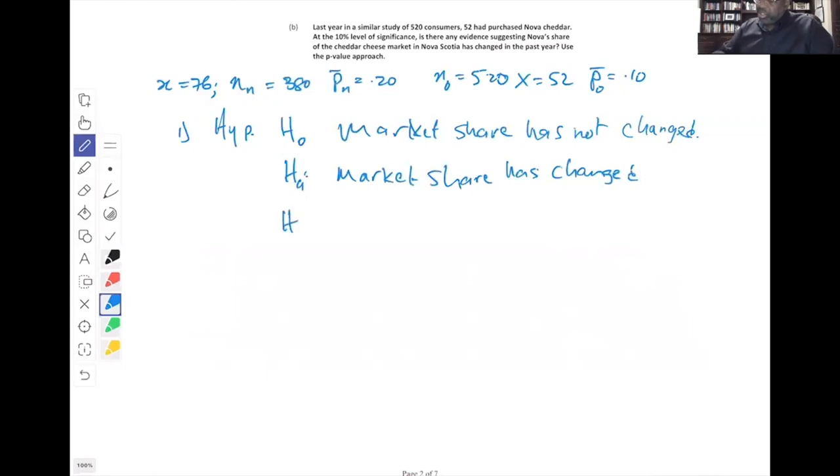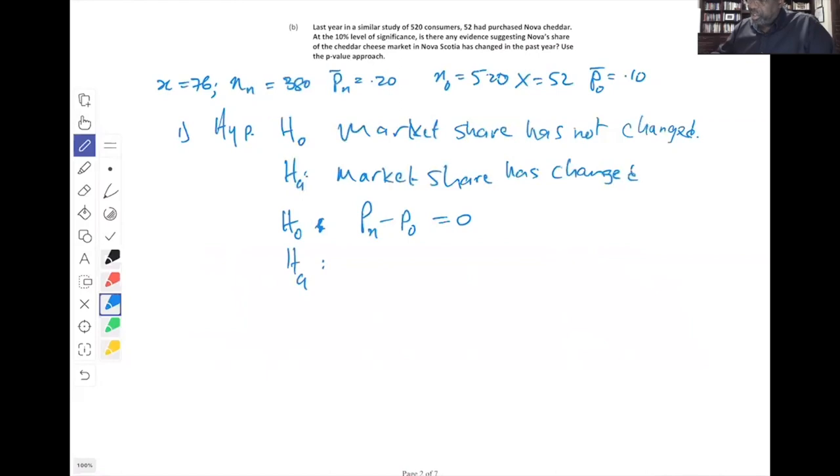So if the market share has not changed, H0, it means the proportion of people who bought cheese last year and the proportion of people who bought cheese this year are the same. So in terms of a difference, let's do new minus old, is zero. Because they're the same, it has not changed.